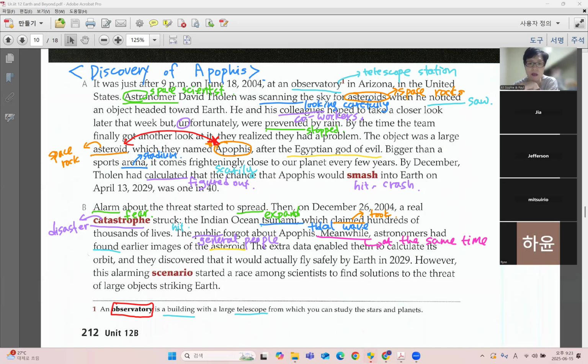The extra data. What is extra? Addition, many more. And here, what is extra? It means additional, more. Enabled them. What does enabled mean? Enabled them, astronomers. What is enable here? It means allowed.